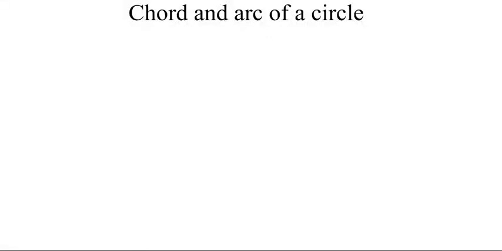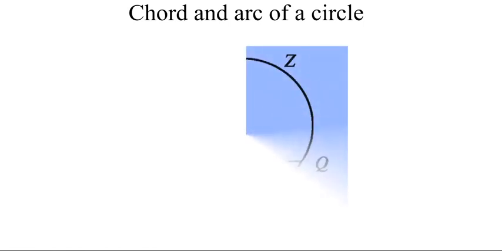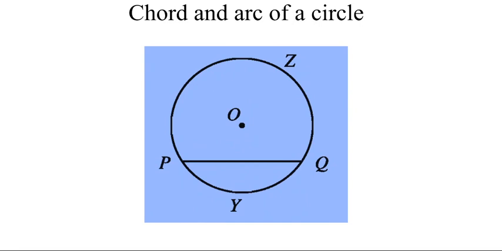Now, chord and arc of a circle. See this figure. In this figure, a circle is drawn with the center O. Taking any points P and Q on the circle, draw their joining line segment PQ. The line segment PQ is called a chord of the circle. The chord divides a circle into two parts.